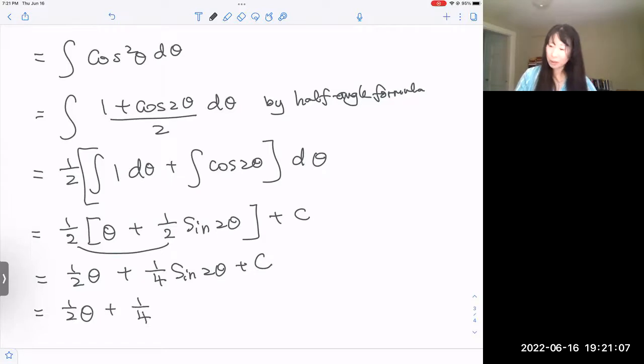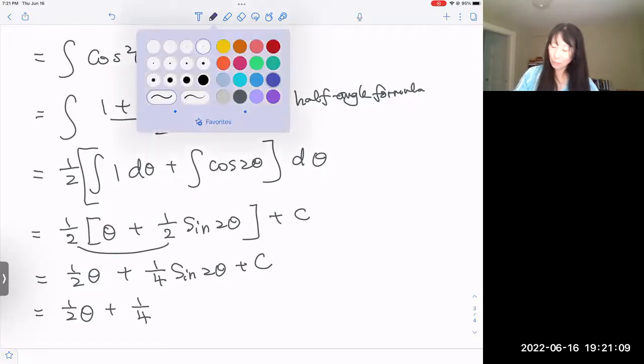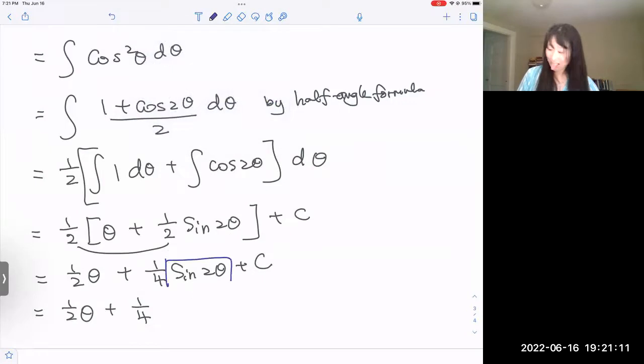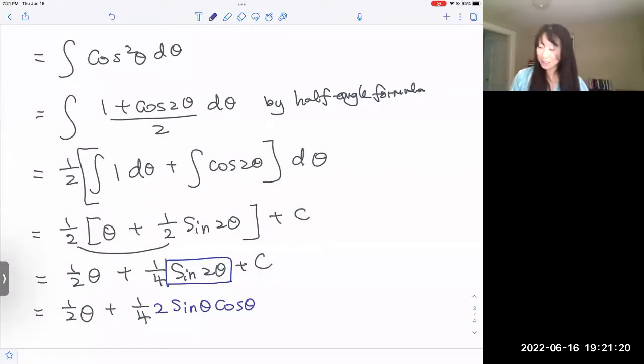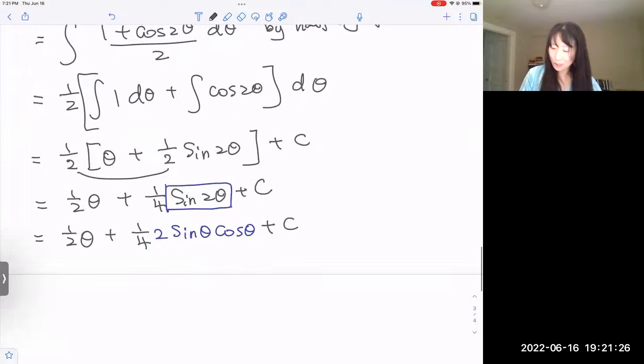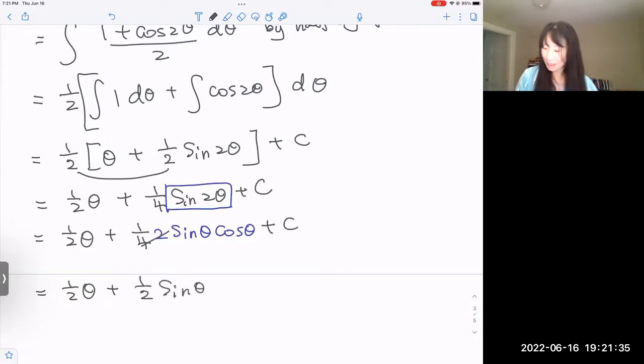So sine 2 theta will be 2 sine theta cosine theta. Excellent. Yes, 2 sine theta cosine theta. This is from the trig identity formula, plus C. So we're not done yet. 1/2 theta plus, we simplify, 1/2 sine theta cosine theta plus C.